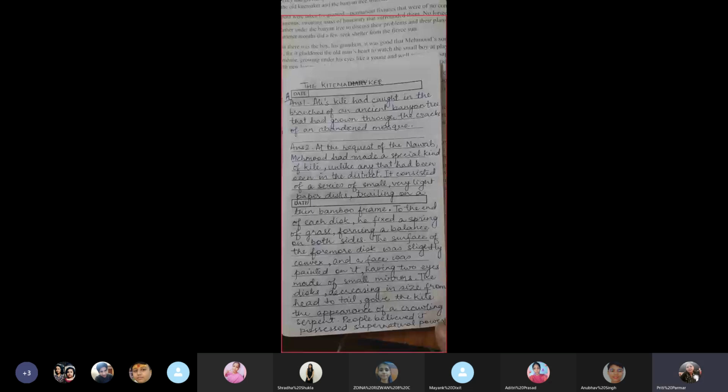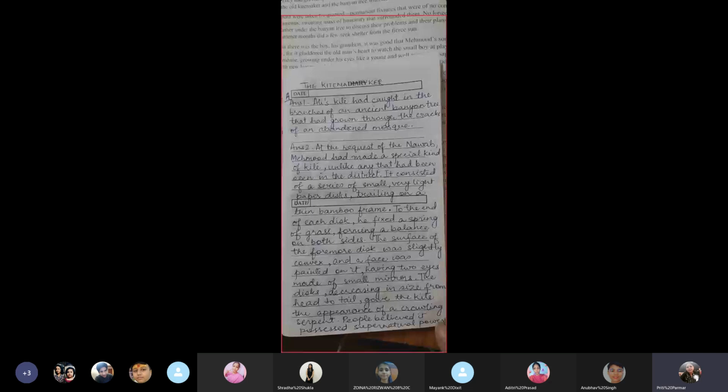what was the dragon kite? Answer, it's a very long answer. Please write it very carefully. At the request of the Nawab, Mahmud had made a special kind of kite, unlike any that had been seen in the district.